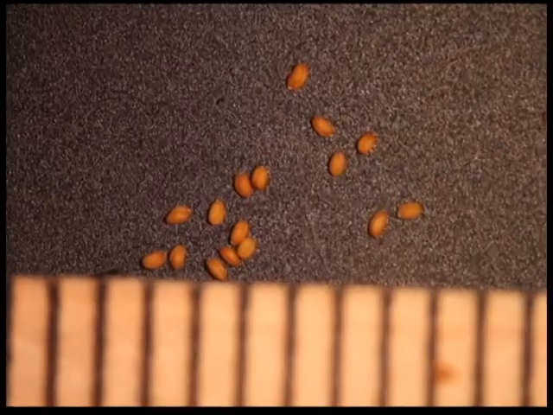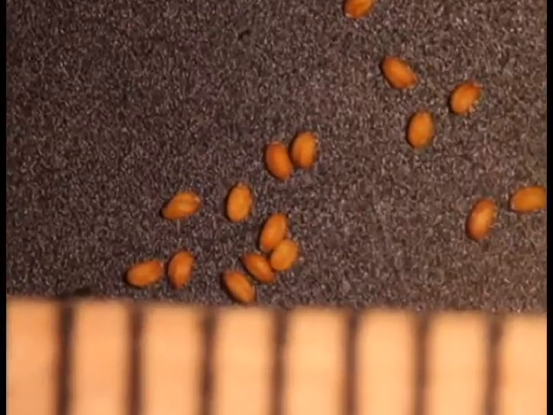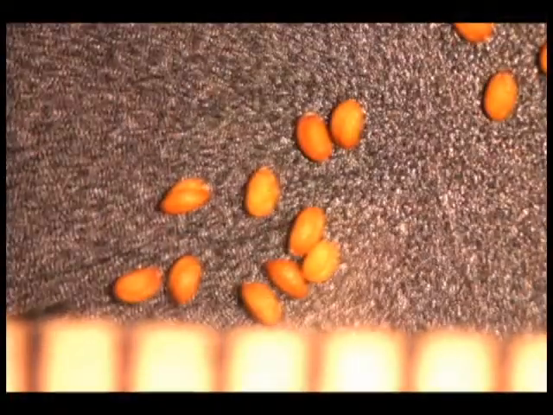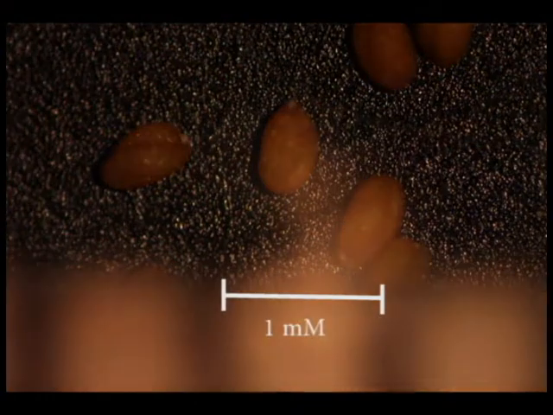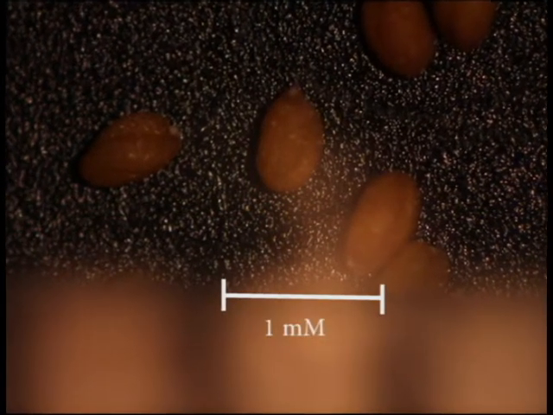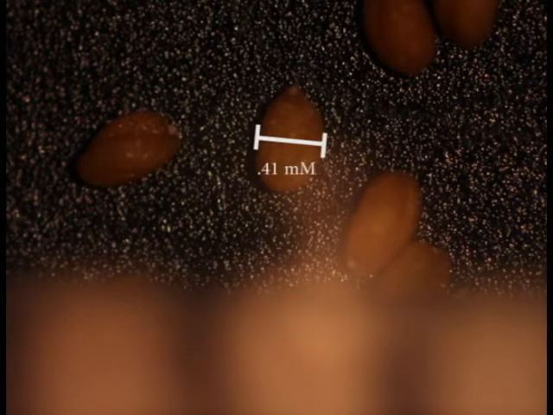First, let's take a closer look at our specimen. These are Arabidopsis seeds viewed through a stage microscope. They are placed near a ruler for measurement. They are a little less than half a millimeter in width.